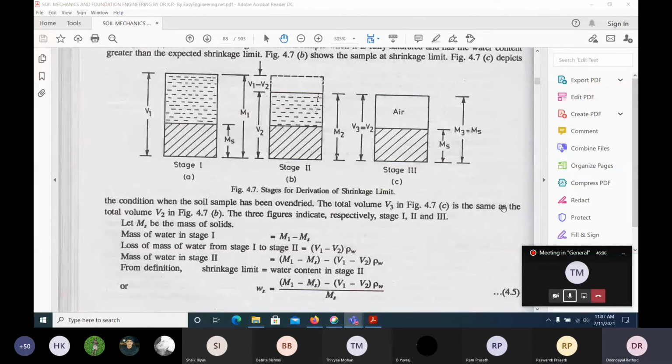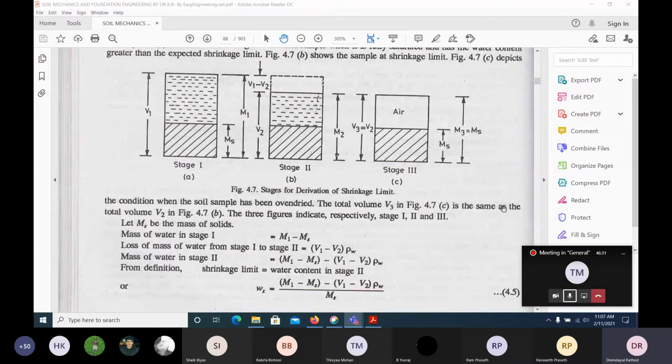How much water loss happens? The loss of water is equal to V1 minus V2 multiplied by the density of water. We are finding mass. Is it clear? V1 minus V2 multiplied by the density of water will give the mass of water lost. Now, the mass of water in the second stage.